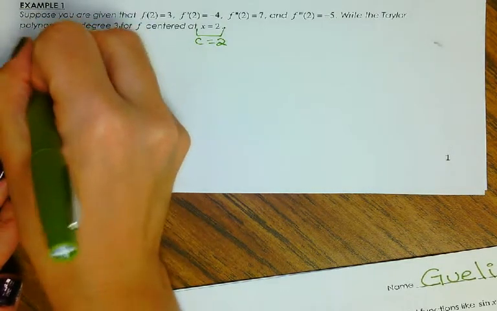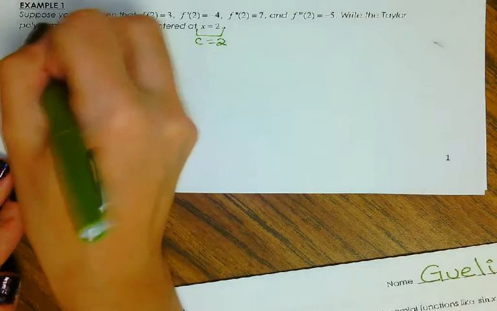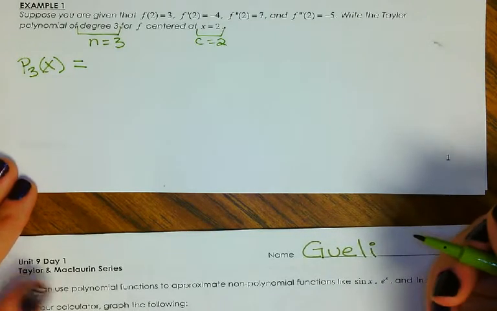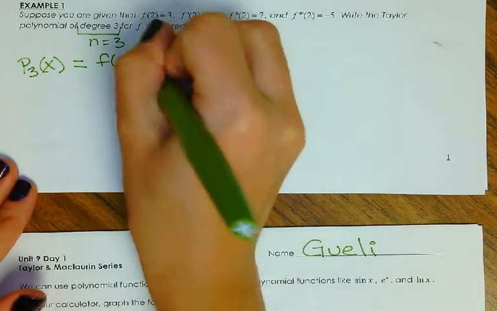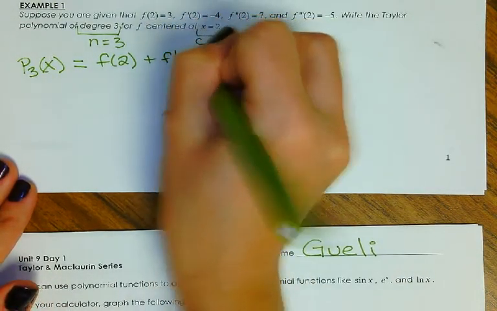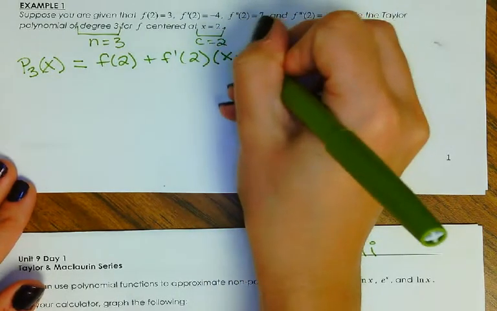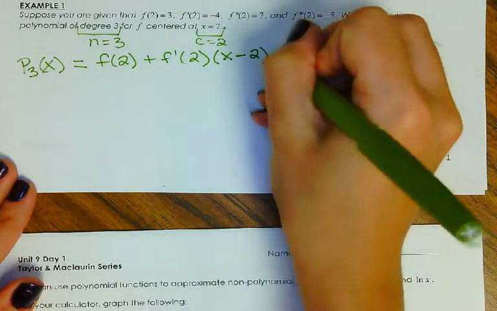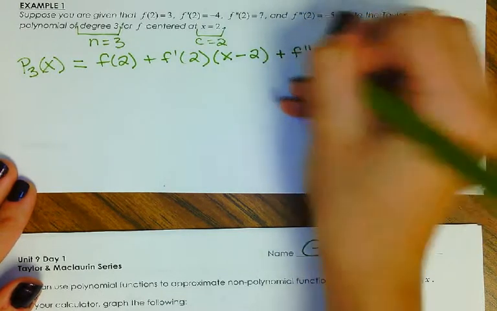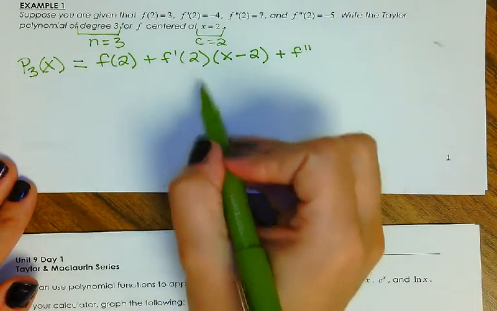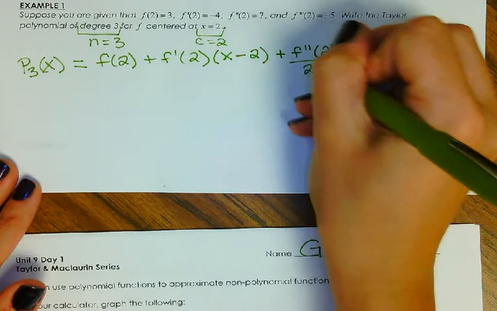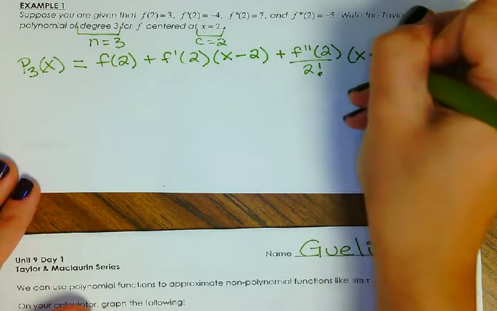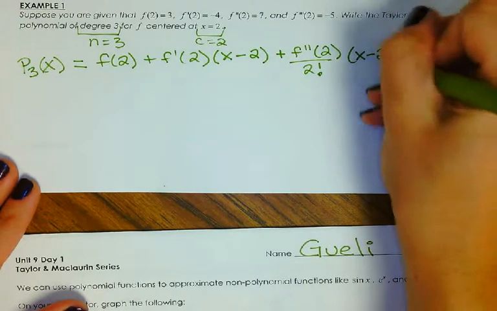So we have a polynomial of degree 3, and our variable is going to be x, so we would represent it like this. It's going to be f of 2, where you're centered, and now we take the derivative at 2 multiplied by x minus 2. Now I go to the second derivative part. Technically, this is over 1 factorial if you're looking for that pattern. Then we do the second derivative at 2 over 2 factorial, and then the variable term will be x minus 2.